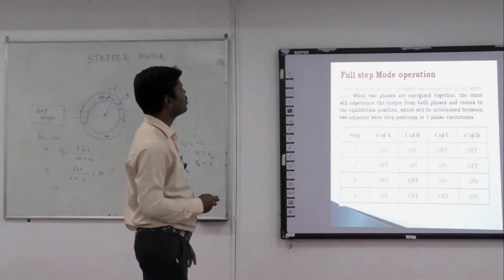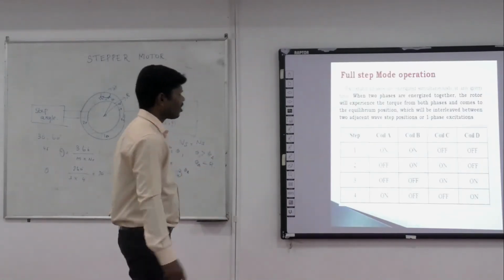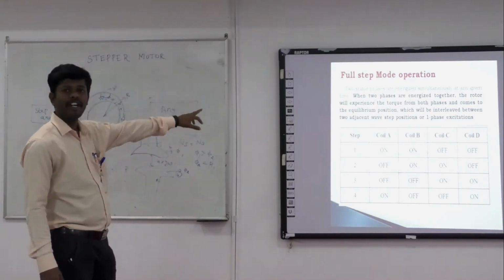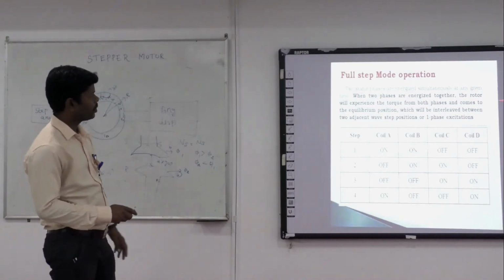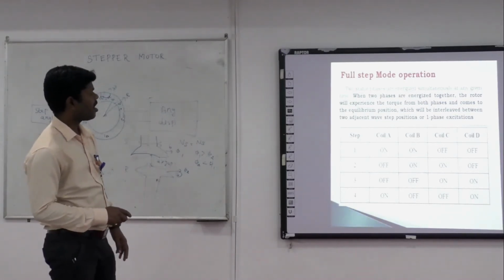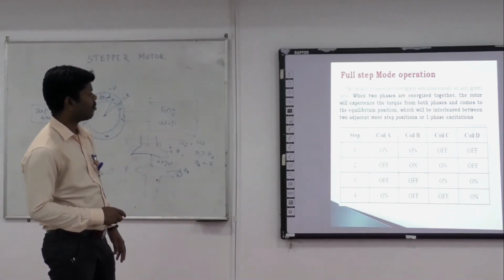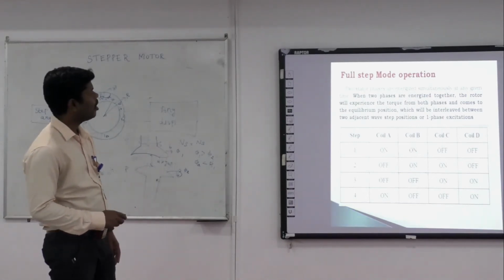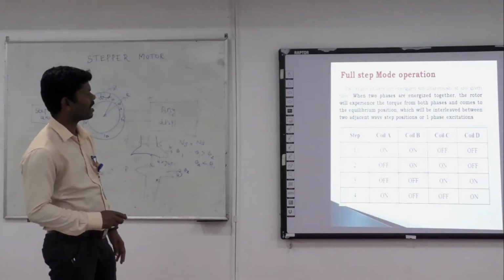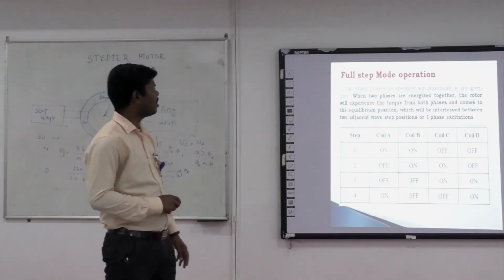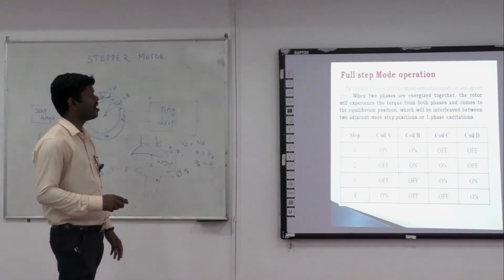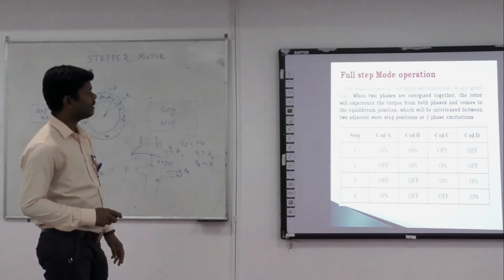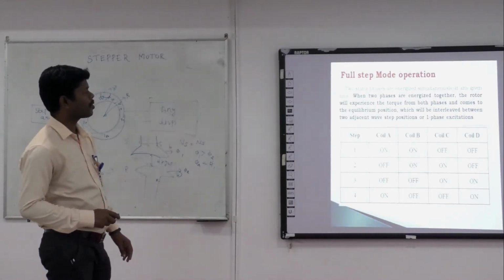So, full step operation. Here two stator phases are energized simultaneously in the system. When two poles are energized together, coil A and coil B, coil C, coil D, the 4 coils are available. Totally we are using 4 steps: 1, 2, 3, 4 steps are available. When two phases are energized together, the rotor experiences torque from both phases and comes to an equilibrium position, which will be the interval between adjacent stepper positions, one excitation.